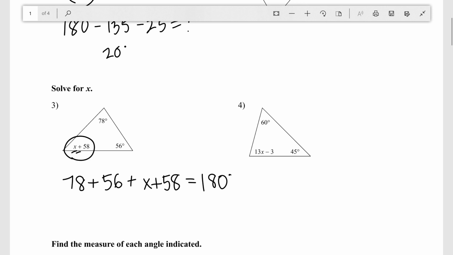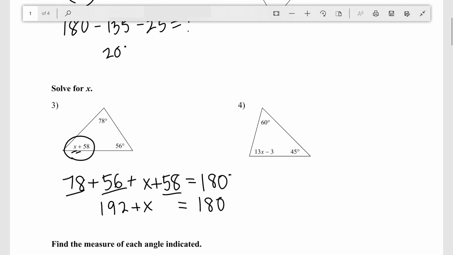We're going to combine some like terms because I see that 78, 56, and 58 all do not have variables, so we can combine all of those numbers together. Now when I add all of those numbers together, I do get a grand total of 192. Don't forget to bring down my x, and that still equals 180 degrees.